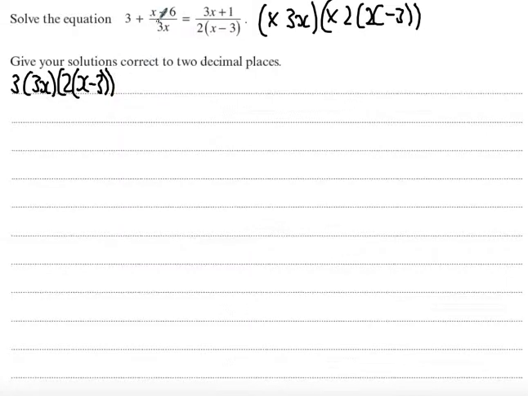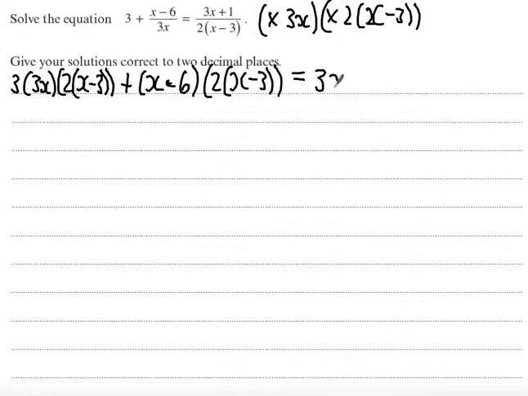My second term, I don't need to multiply by the 3x, I just need to multiply it by the denominator 2x minus 3, so I get (x minus 6) multiplied by (2x minus 3). Then on the other side of the equation, I don't need to multiply this term by the 2x minus 3, that cancels, I just need to multiply this by 3x, so I get 3x times (3x plus 1).